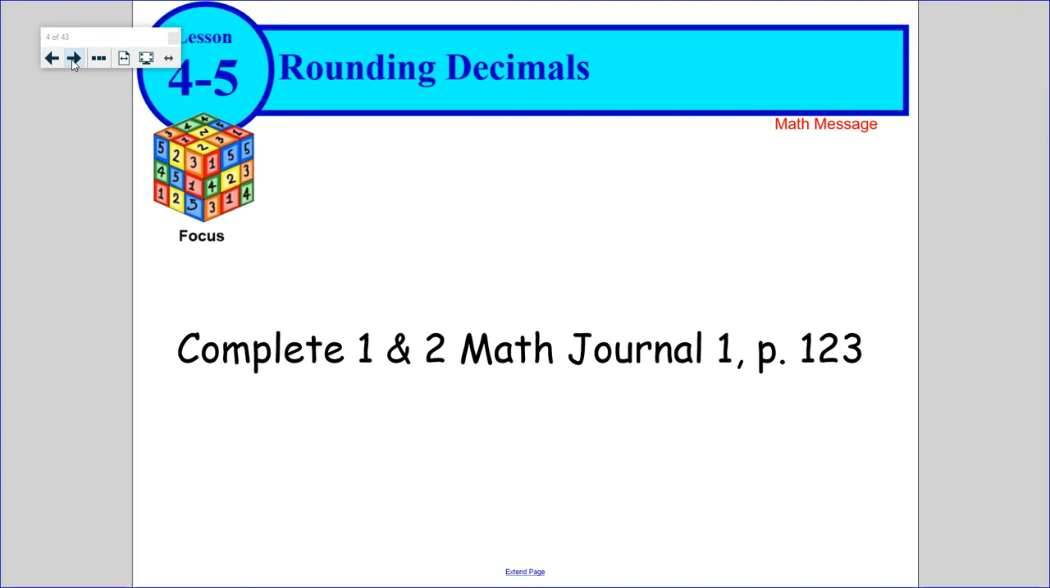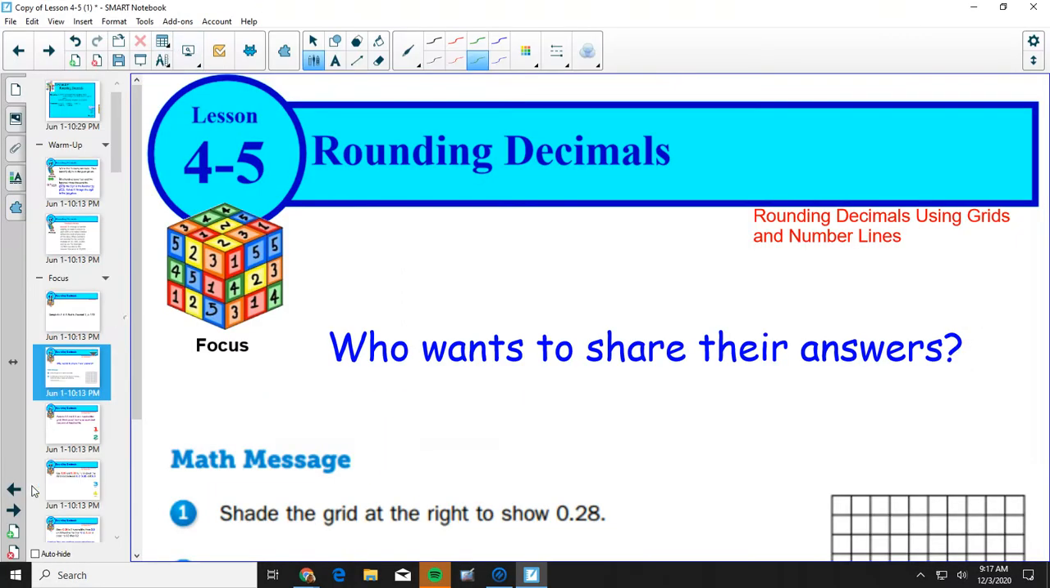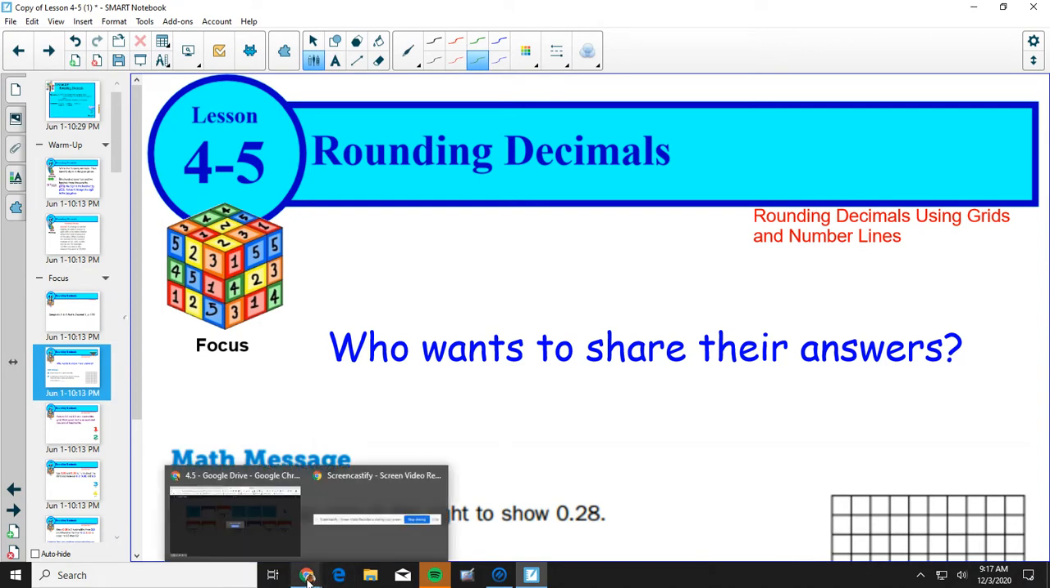Go ahead and turn to page 123, and complete the math message here. Part 1 says to shade the grid at the right and show 0 and 28 hundredths, or 0.28. You'll notice that this grid is a hundreds grid, so it's got 100 little squares. And then you're going to answer the question: is 0.28 or 0 and 28 hundredths closer to 2 tenths or 3 tenths? Use the grid to help you decide, and be ready to explain your reasoning. Go ahead and work on that.